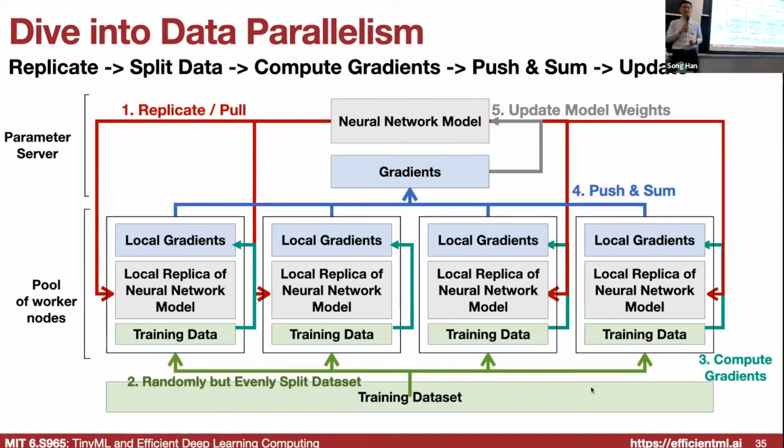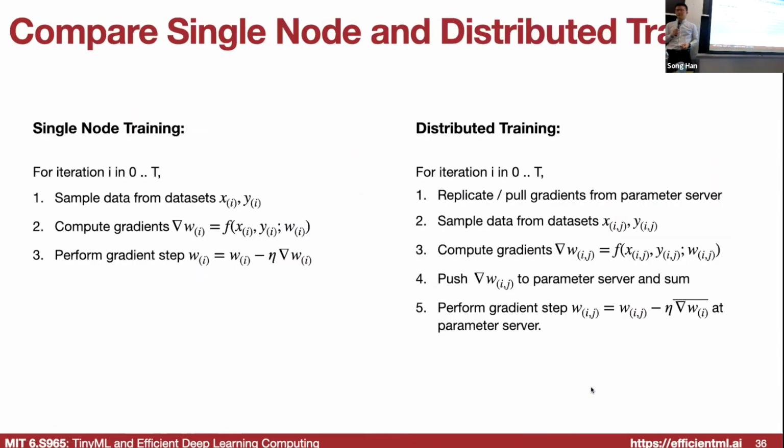And then we are going to just repeat this step. We replicate the model across different workers, split the training data, and then compute the gradients on each node, and then push the gradient updates to the centralized parameter server, sum them up, and update the global model. Okay. So this is the setting for data parallelism.